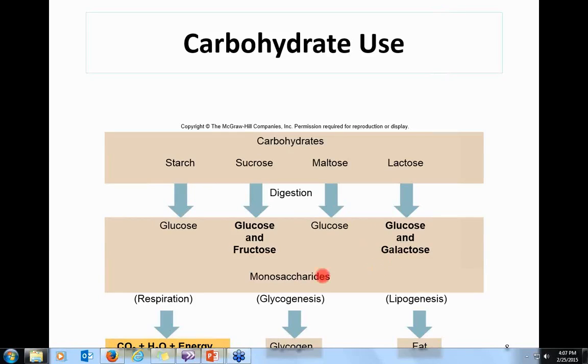And then what can happen once we have monosaccharides is cellular respiration. In other words, this is a catabolic reaction where we break it down into ATP. Or we can have some anabolism going on here. Glucogenesis or glycogenesis, which we convert glucose into glycogen. And lipogenesis, which means we convert the glucose into fat. Lipo referring to fat, and anytime you see genesis, genesis means building or creating.